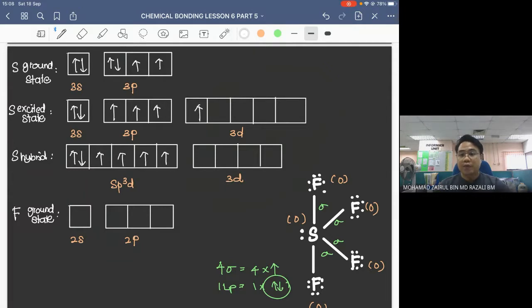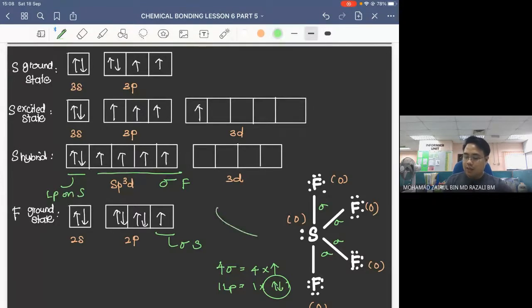Okay, for the fluorine ground state, fluorine is located in period 2, group 17. So that means it has 7 valence electrons. So this one is going to be 2 electrons, and this one you're going to have 5 electrons. Okay, so this electron yang akan form sigma bond dengan sulfur. Okay, this yang akan form sigma bond dengan fluorine, this one dengan sulfur. This one akan jadi lone pair on the sulfur. Kita refer balik kepada kita punya Lewis structure.